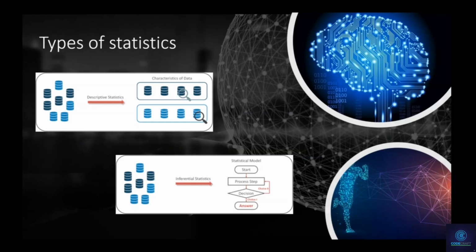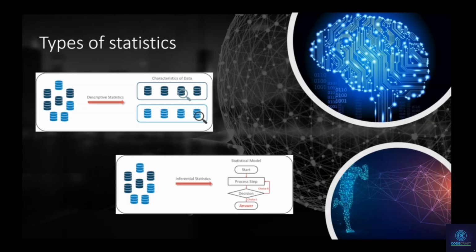So right now, we'll talk about the types of statistics. Basically, we have two types of statistics: descriptive statistics and inferential statistics. We are not gonna come into details of each of them, but I'll try to give you a brief definition of what are those two types of statistics and just give you a small example of what it could be.